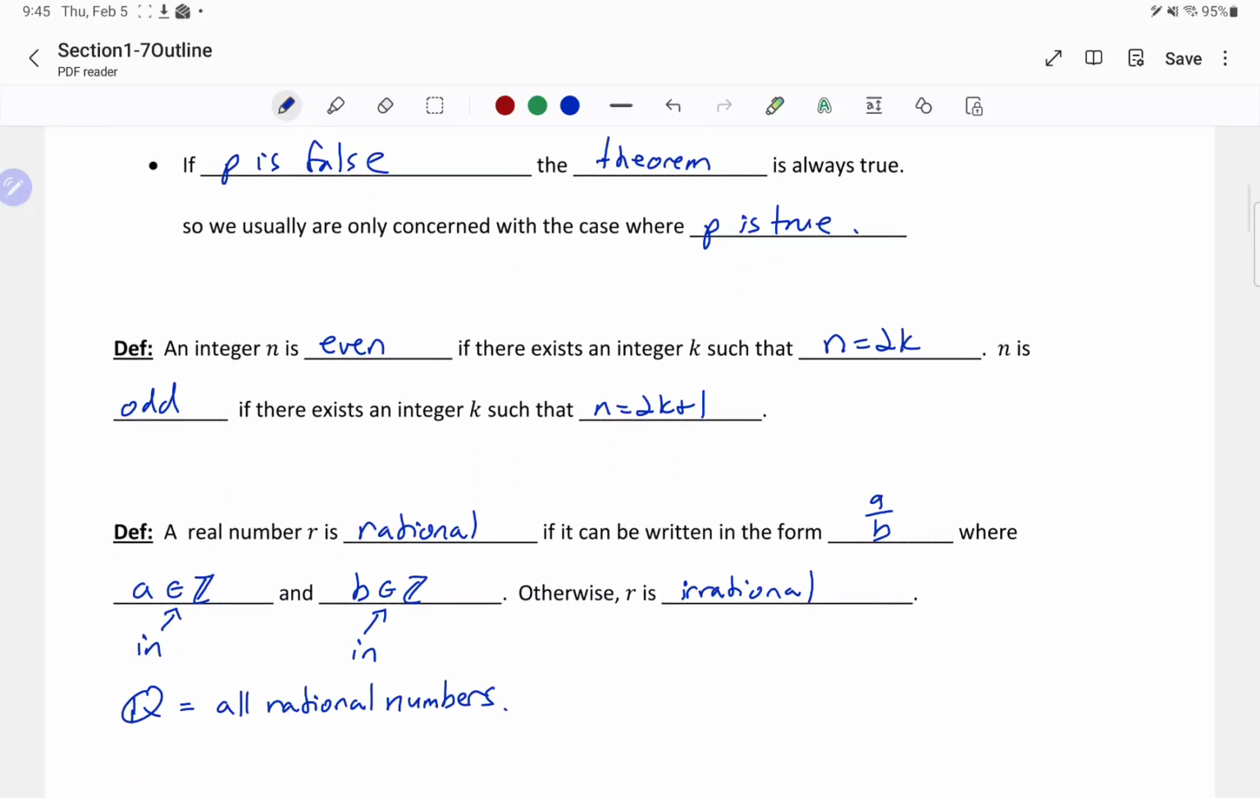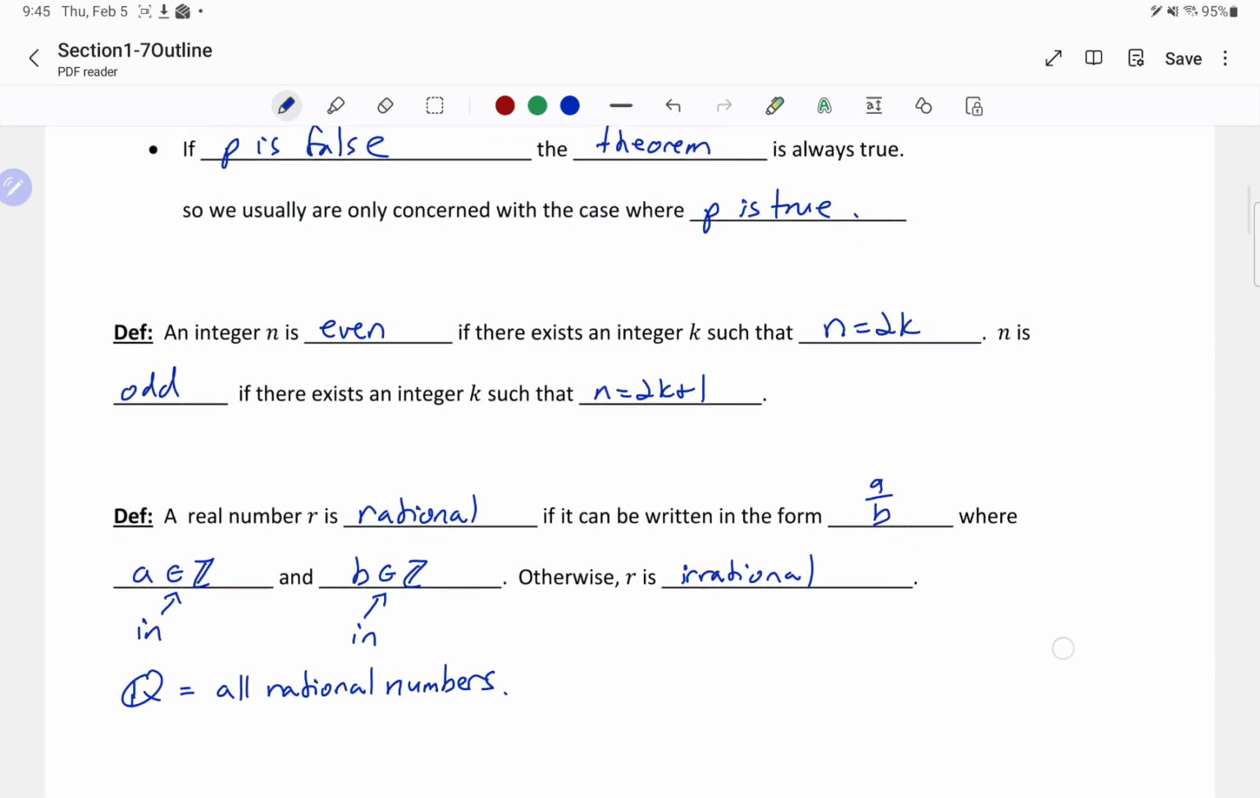All right, because a theorem can be thought of as a conditional statement. If the conditions are false, then the theorem is going to be true. But that's not an interesting case, right? We don't really care about something that's true because the premise was false. So when we're doing a proof, we're going to assume that the hypotheses are true. Okay?